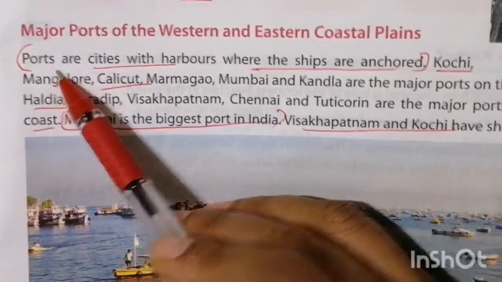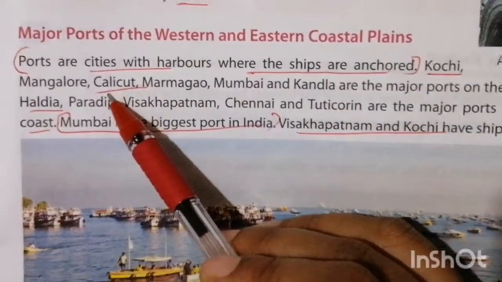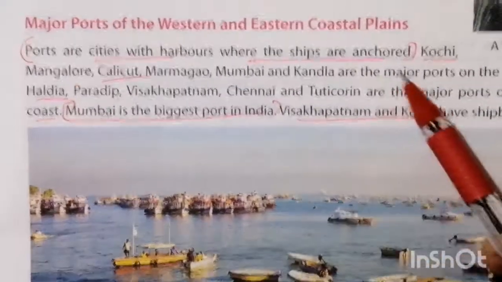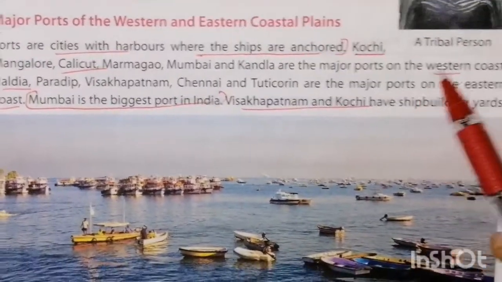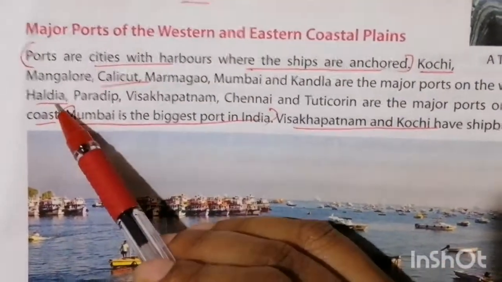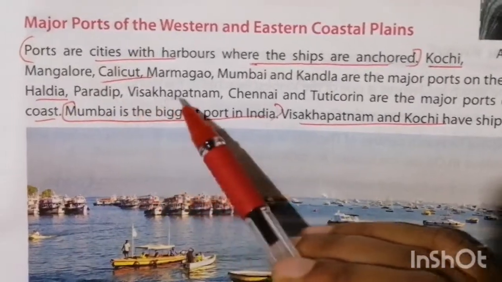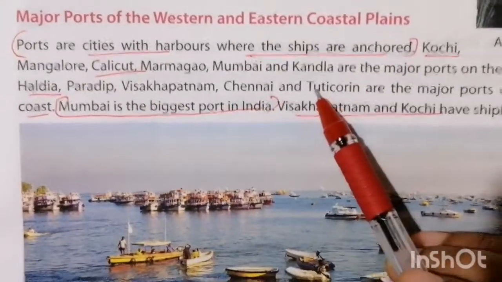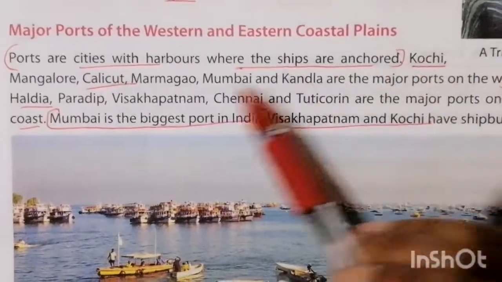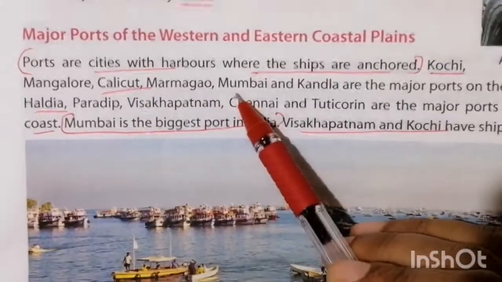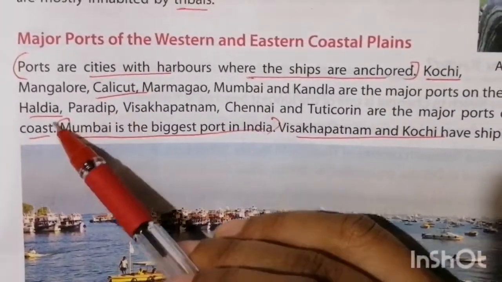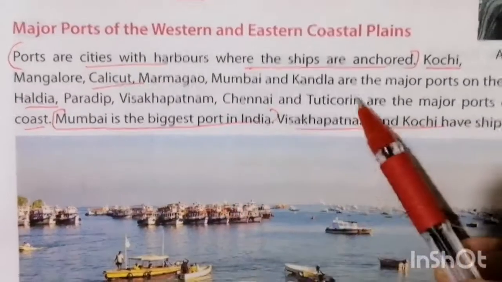So which are the main ports? Kochi, Mangalore, Calicut, Marmagao, Mumbai, Kandla. They are all the major ports of the western coast. In the eastern coast, which are the ports? Haldia, Paradip, Visakhapatnam, Chennai, Tuticorin. Just keep in mind, in the west you have Cochin, Calicut and Mumbai. In the eastern coast you have Chennai, Haldia, Visakhapatnam and Tuticorin.